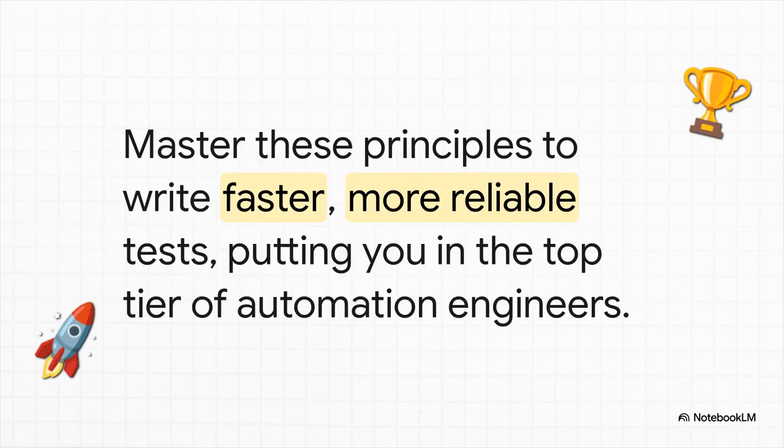And that is it. It might sound simple, but really internalizing these 3 principles, trusting auto-wait, using user-facing locators, and thinking like a user, that is what will put you in the absolute top tier of automation engineers. You will write tests that are faster, more reliable, and so much easier to maintain than ever before. You've got this.